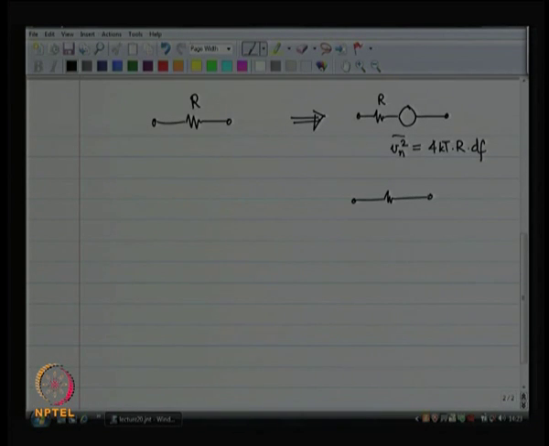Now, you can also do a Thevenin to Norton equivalent transformation, and the same resistance R can be re-represented as a noiseless resistance R in shunt with a current source. This current source has a mean squared noise current equal to 4kT df divided by R. This we also inferred from the previous result in the last class.